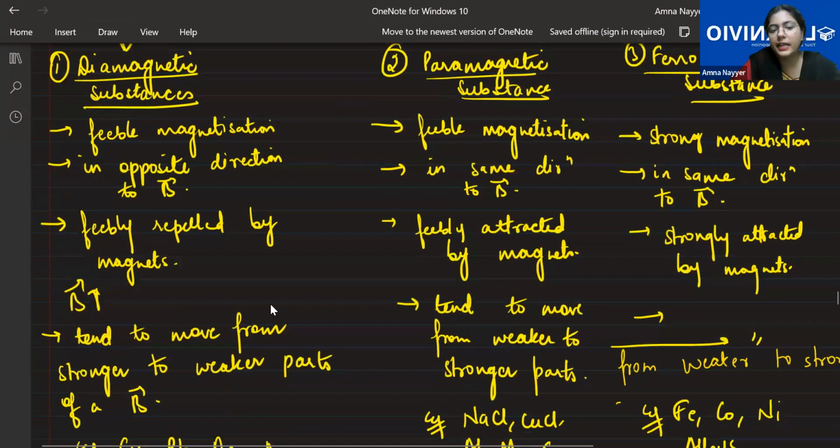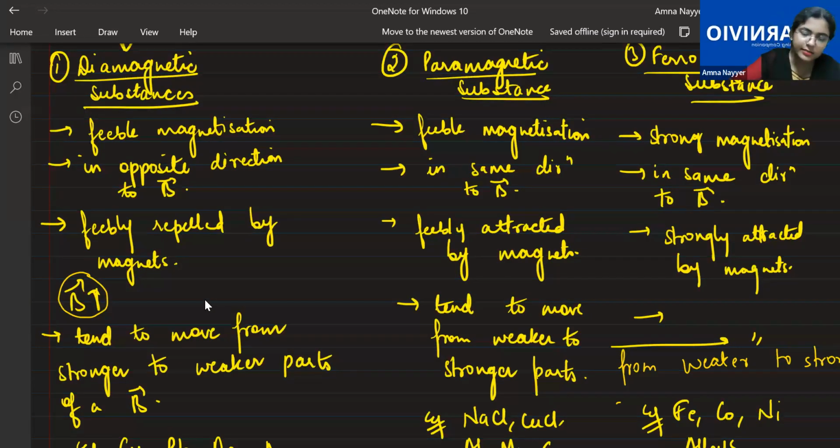Okay, so the diamagnetic substances have the tendency to move from stronger to weaker, while paramagnetic also weaker to stronger, and the same thing is with ferromagnetic. So ferro and para weaker to stronger, while dia is stronger to weaker parts. This means that wherever the strong magnetic fields are existing, from this region it will move to a region where lesser magnetic field is existing.